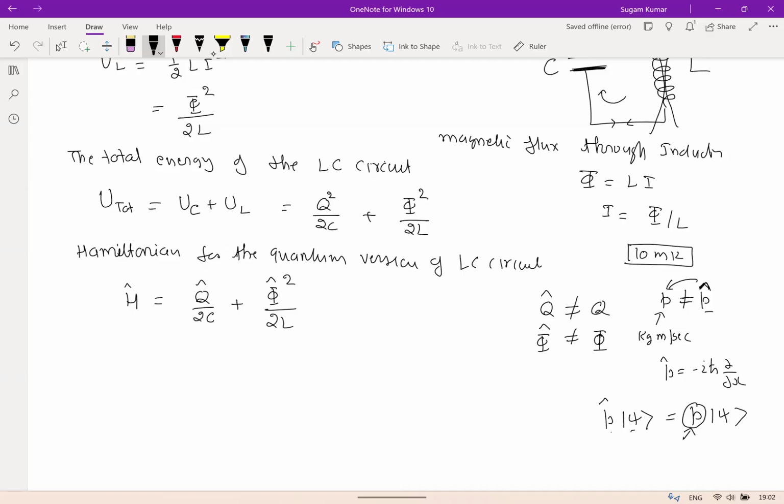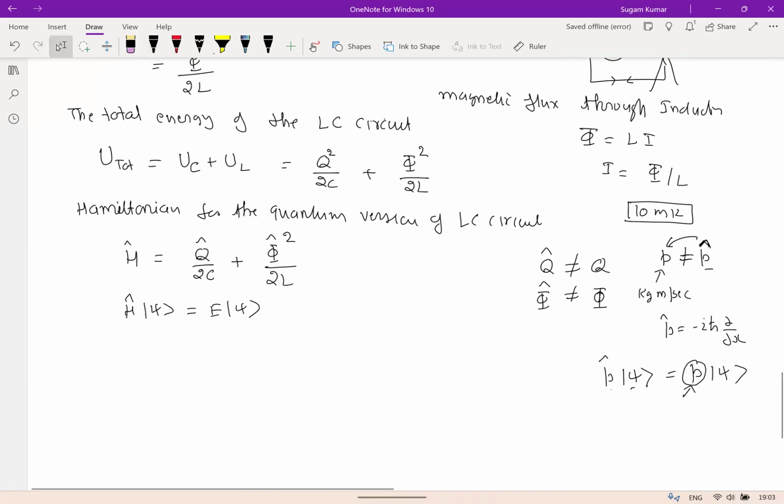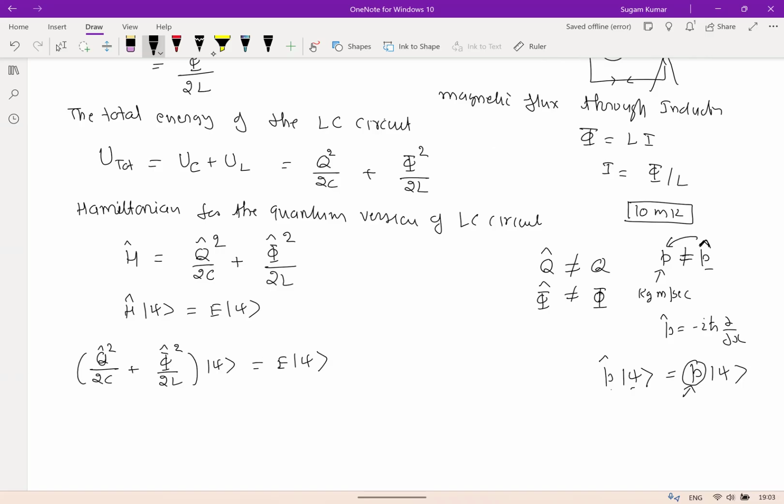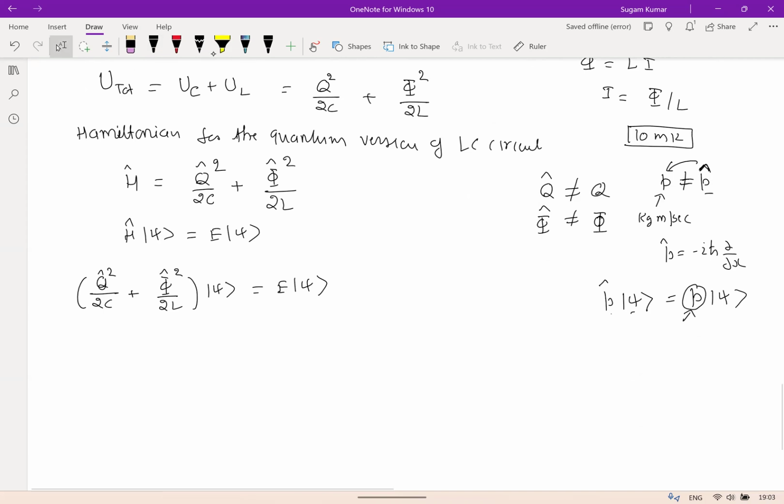And what we want to do is solve the time independent Schrodinger equation to calculate the energy eigenstates and energy eigenvalues. So I can solve this equation. It is Q square upon 2C plus phi square upon 2L, acting on the quantum state psi, equals E psi. So this is the Schrodinger equation for the LC oscillator.